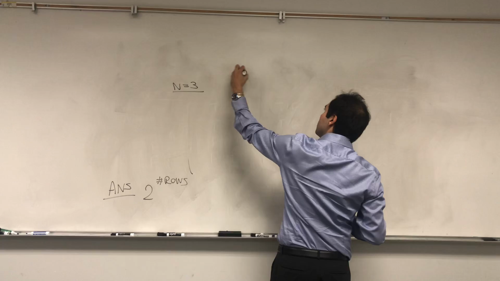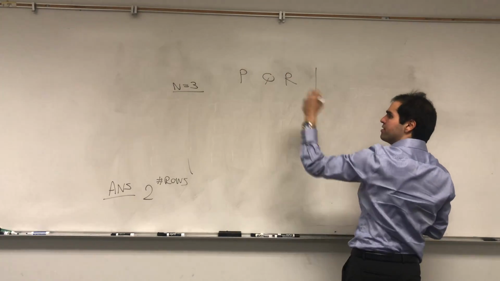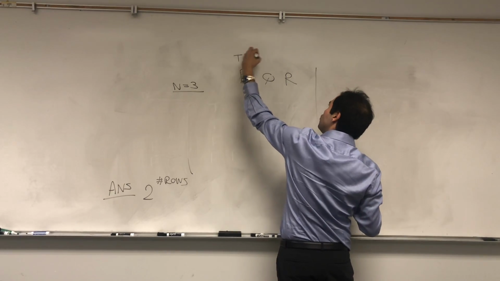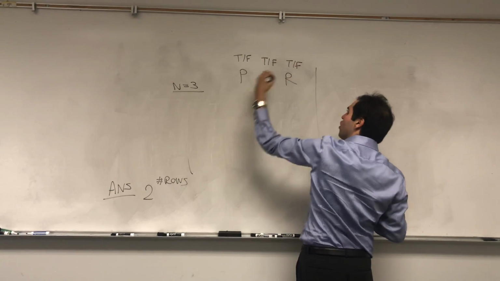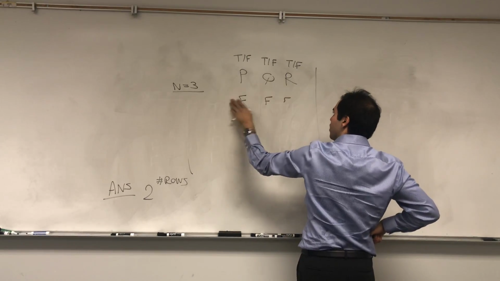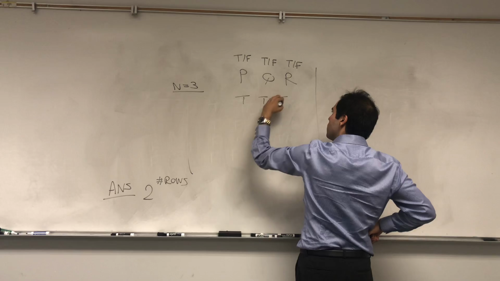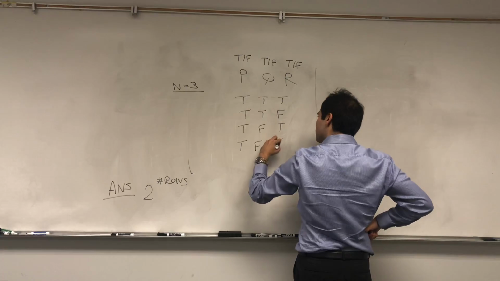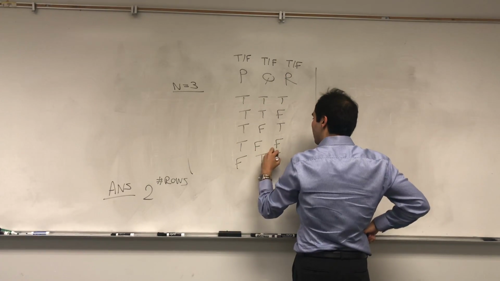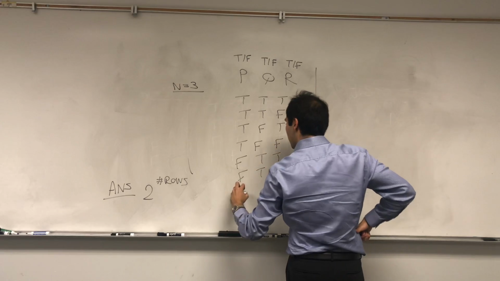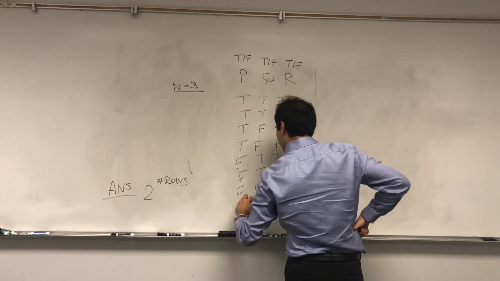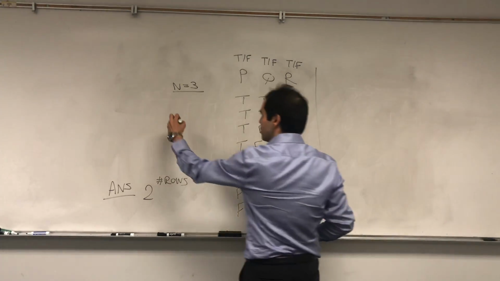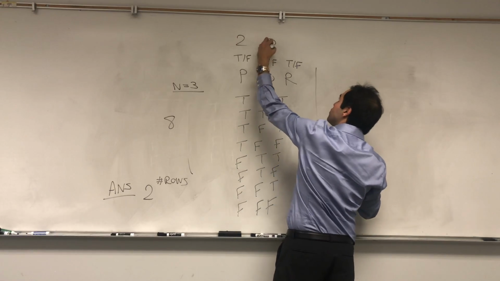Then we have 3 statements, P, Q, and R. And notice for each of them, we have two choices: true or false. Let me list them: true, true, true; true, true, false; true, false, true; true, false, false. And then you do the same thing with false: false, true, true; false, true, false; false, false, true; and then false, false, false. So notice there are 8 possibilities, which is precisely 2 times 2 times 2.